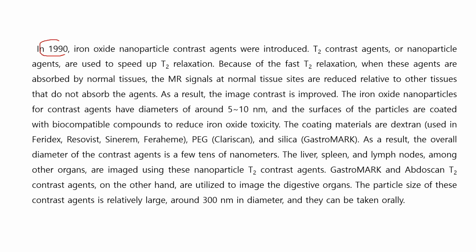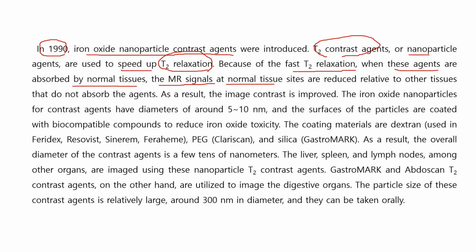In 1990, iron oxide nanoparticle contrast agents were introduced. T2 contrast agents, or nanoparticle agents, are used to speed up T2 relaxation. Because of the faster T2 relaxation, when these agents are absorbed by normal tissues, the MR signals at normal tissue sites are reduced relative to other tissues that do not absorb the agents. As a result, the image contrast is improved.